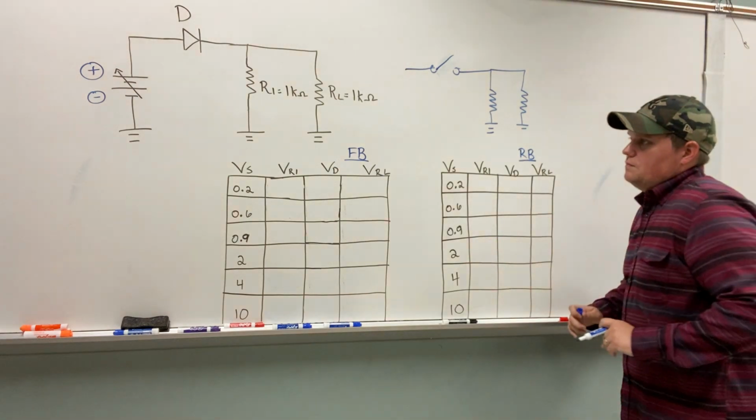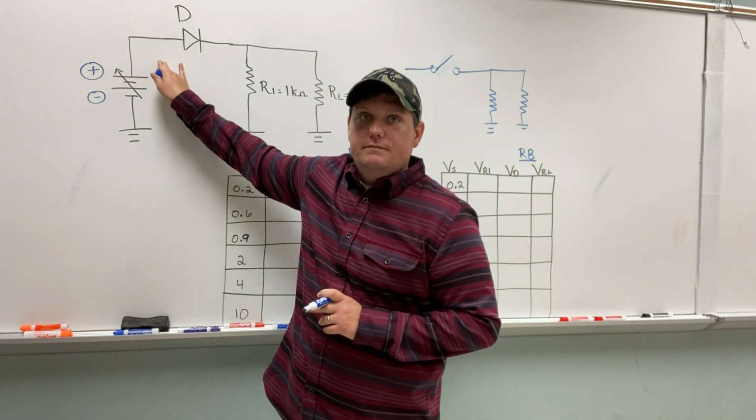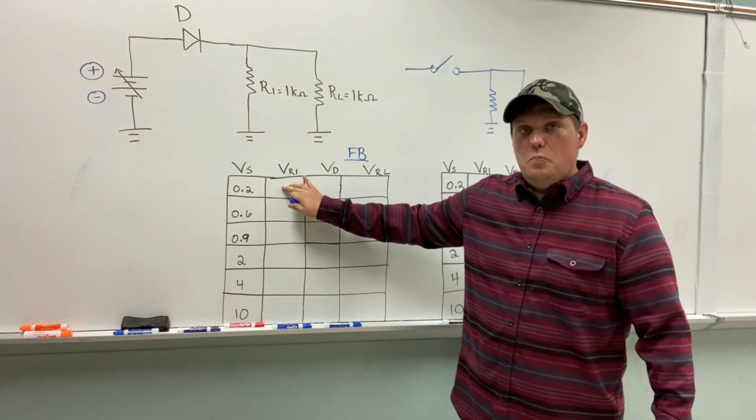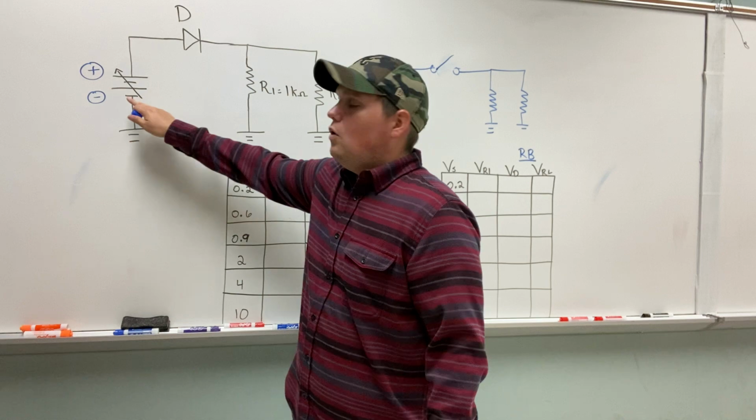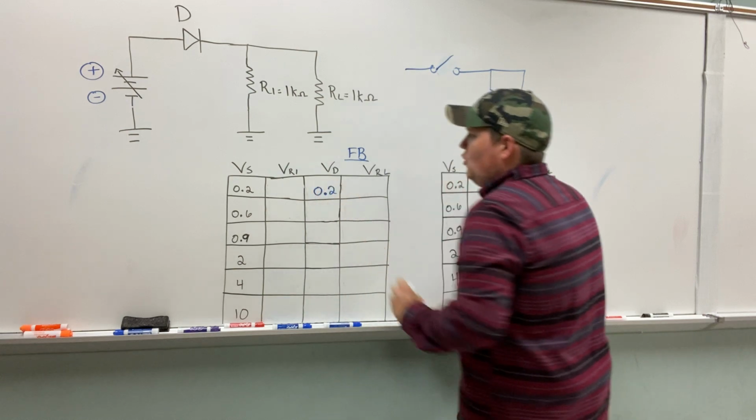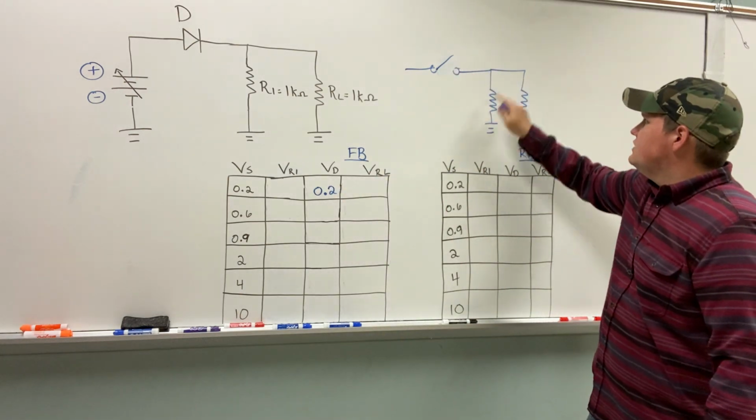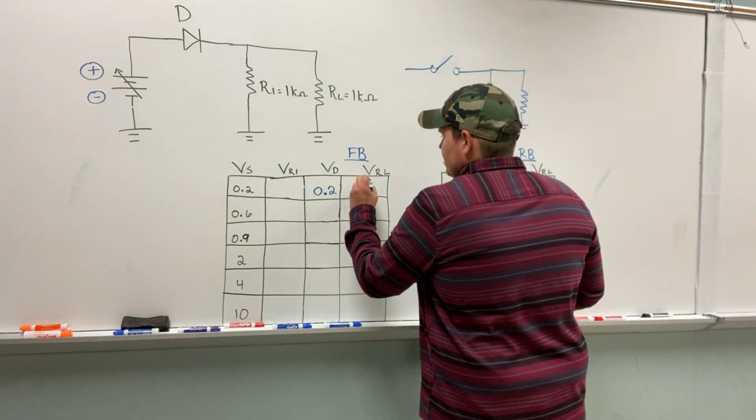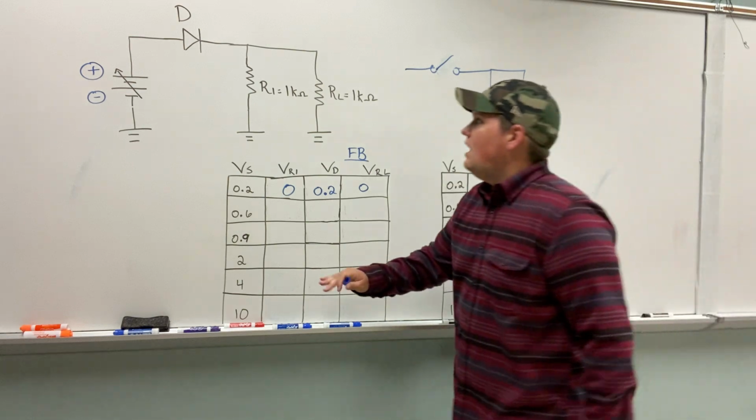So at 0.2 volts, have we reached 0.7 volts across the diode? Nope. So the diode is going to be open. Remember, when I have a series configuration, an open will always read source voltage. So the diode is going to read source voltage, and since it's open and no current can flow to these resistors, they are going to be zero, because no current can flow.